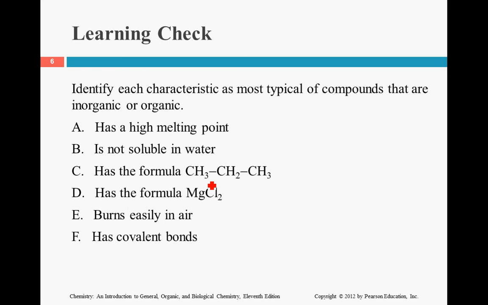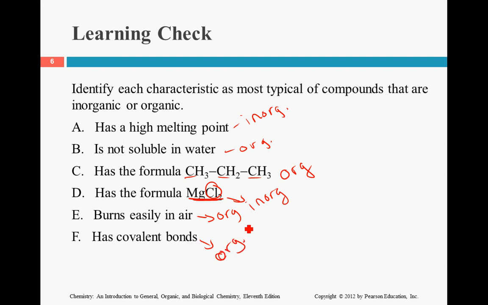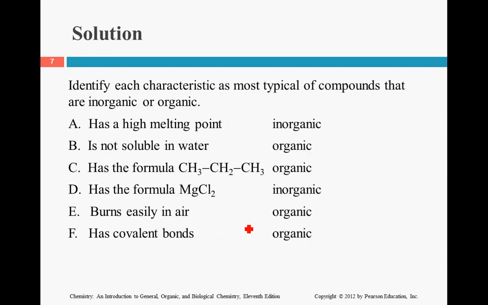If something has a high melting point, it's probably going to be inorganic. If it's not soluble in water, that's organic. Notice carbon, carbon, carbon, that means it's going to be organic. There's no carbon in here, that's Cl, that's not carbon, so that's inorganic. Burns in air, that's going to be organic again. And has covalent bonds, that's going to be organic. It could possibly be both, but it's typically going to be organic.